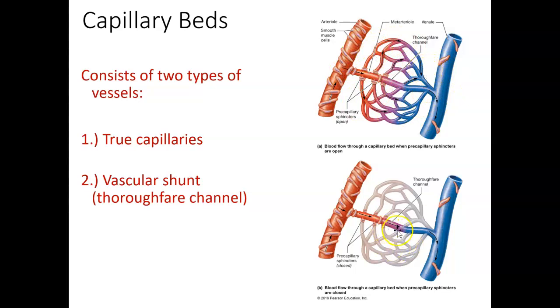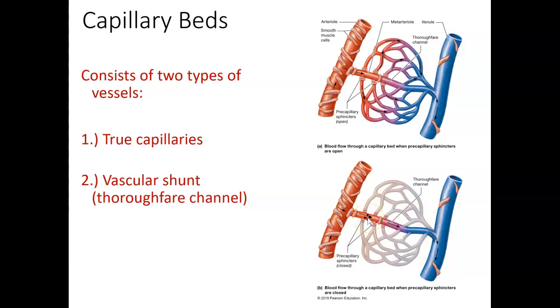The other option is if those precapillary sphincters all close. Now the blood can't get into the true capillaries, so it's shunted. It goes directly from an arteriole to a venule. And when this happens, we say it flows through what's called a vascular shunt, and some books might call it a thoroughfare channel.